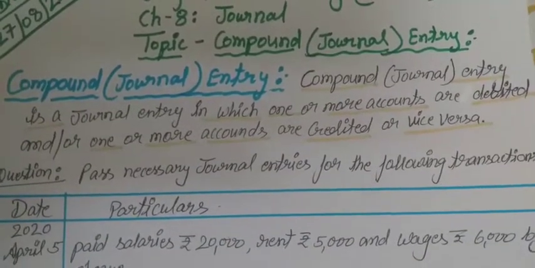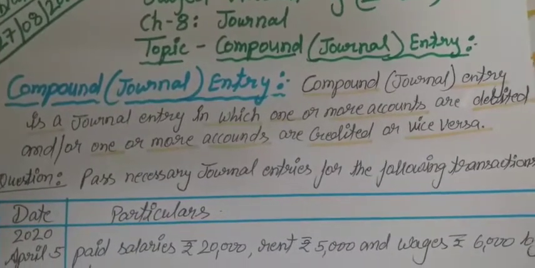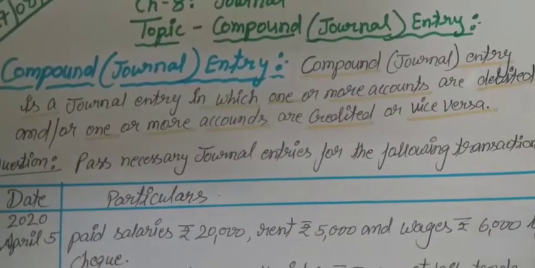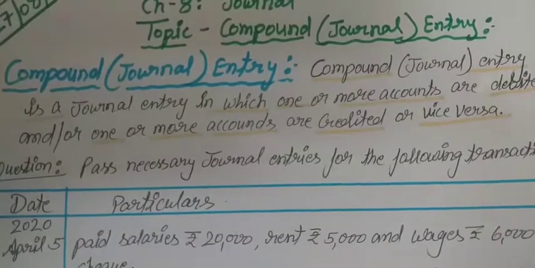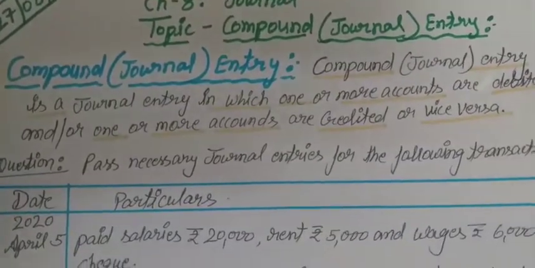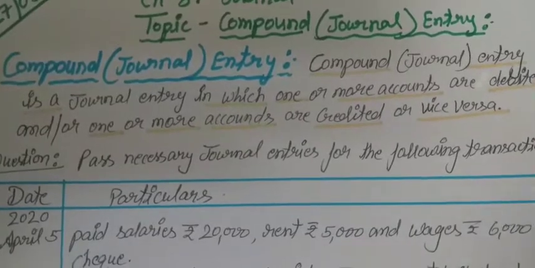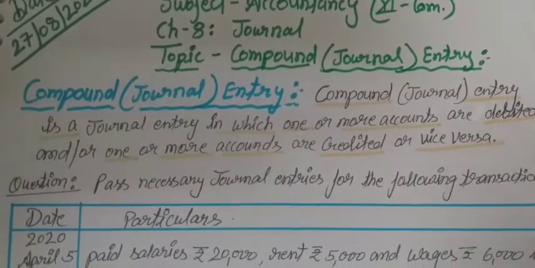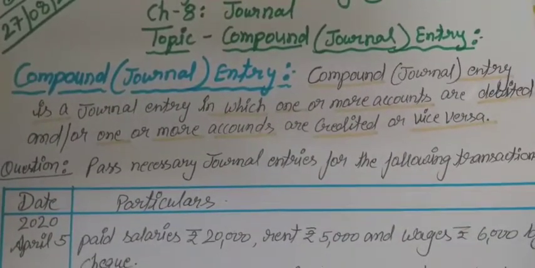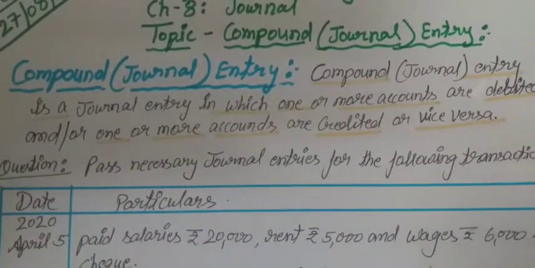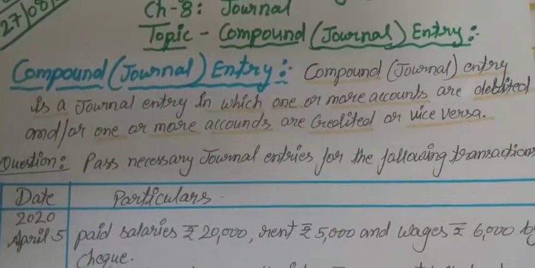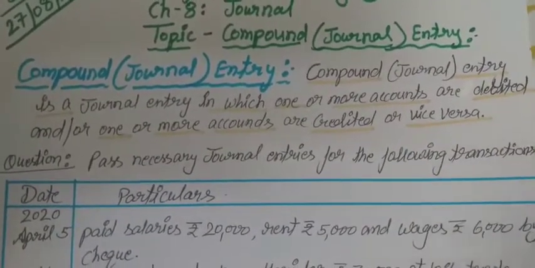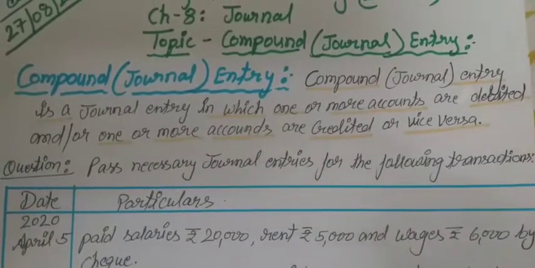Are you getting my point? Maybe one account is debited and more than one account is credited, and similarly more than one account is debited and one account is credited. So situations may be there. It is not necessary that always more than one account will be debited and more than one account will be credited. In debit there can be one account affected and in credit more than one account affected, and if in credit one account is affected then in debit more than one account will be affected.